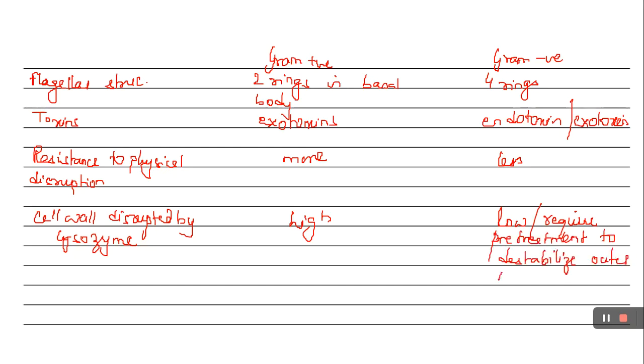To destabilize outer membrane. Then susceptibility to penicillin or sulfonamide. So which one is more susceptible and which one is less? So they are more susceptible. Remember, whenever outer membrane is there, it makes the cell very resistant.